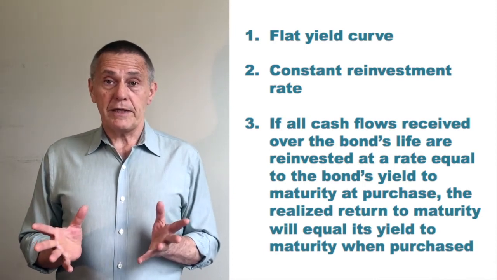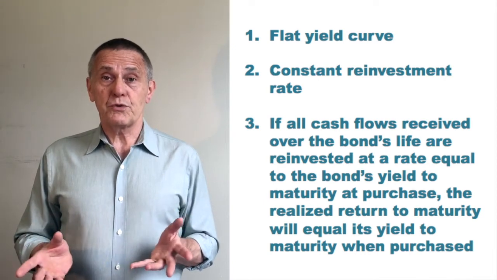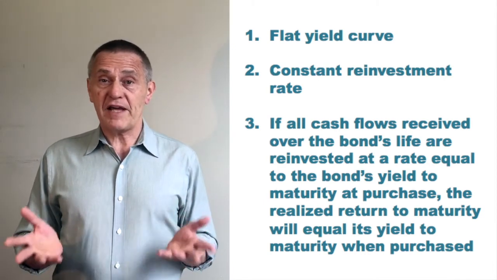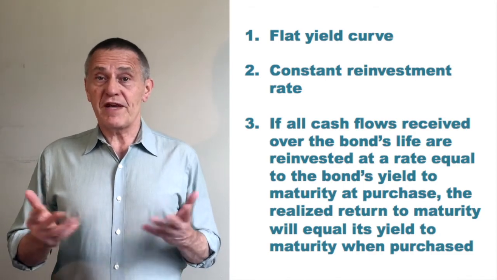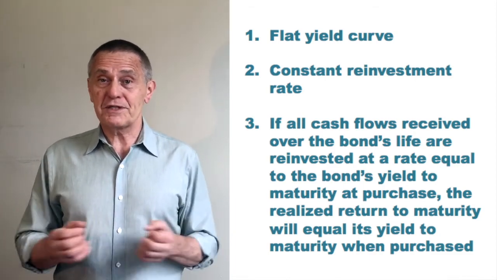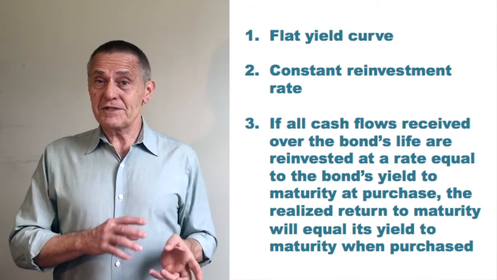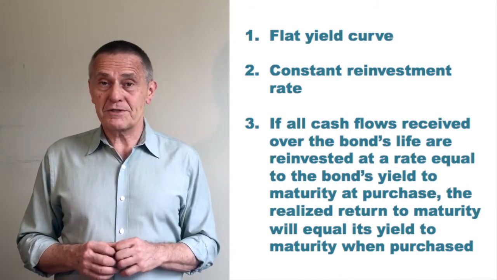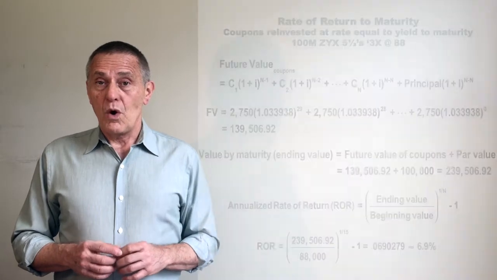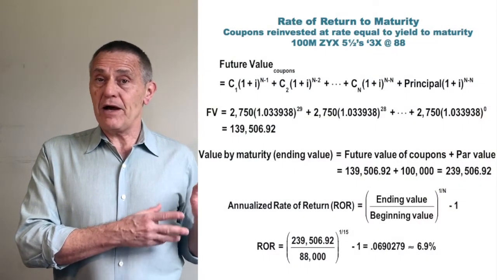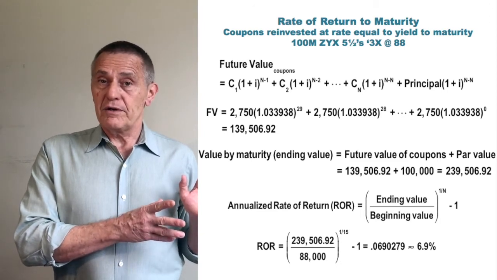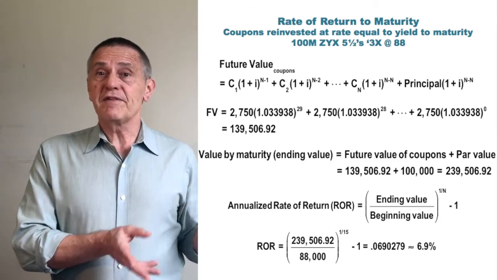So let's calculate the realized rate of return to maturity for our 15-year 5.5% coupon bond, assuming that all the cash flows were reinvested at the yield to maturity of 6.79% that was consistent with the 88% of par price. Well, now to my left is a detailed version of the calculation of the rate of return to maturity given those assumptions.